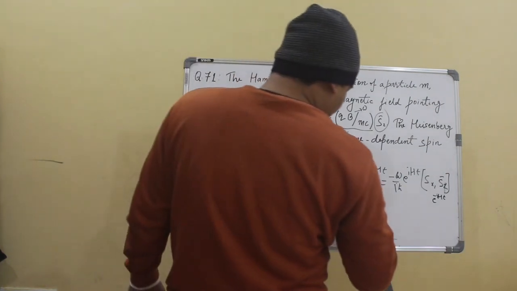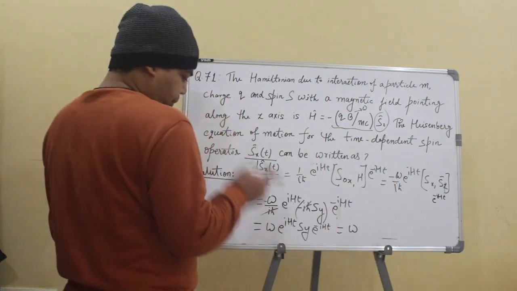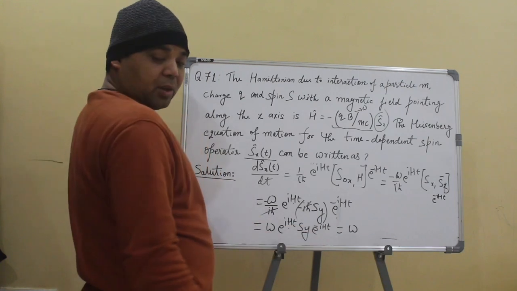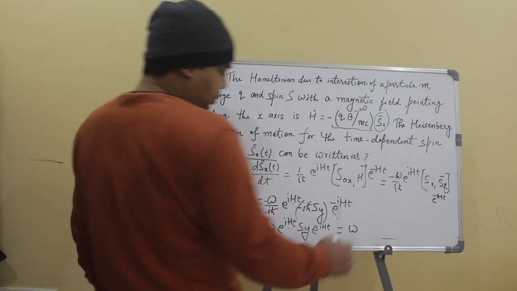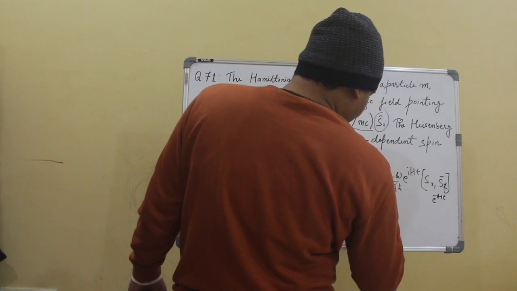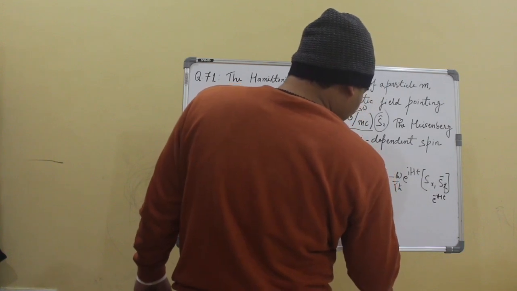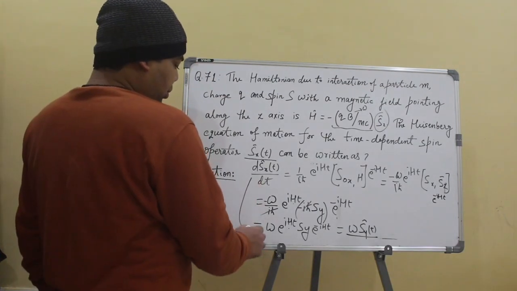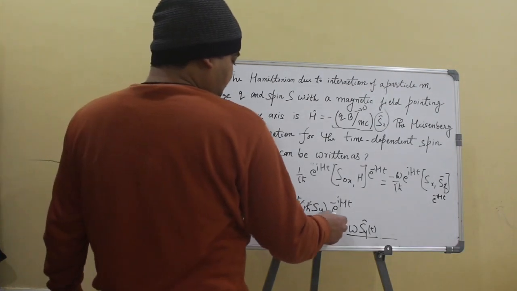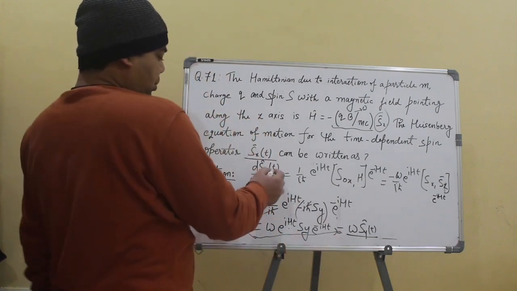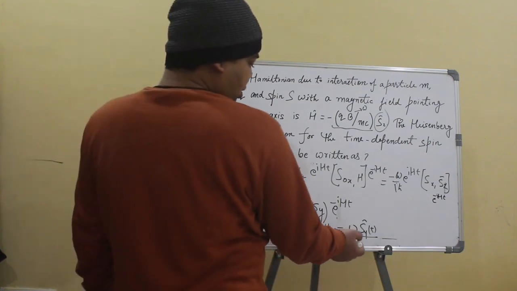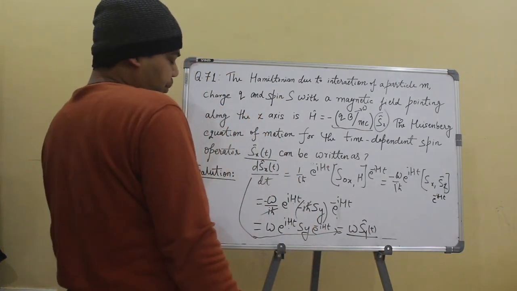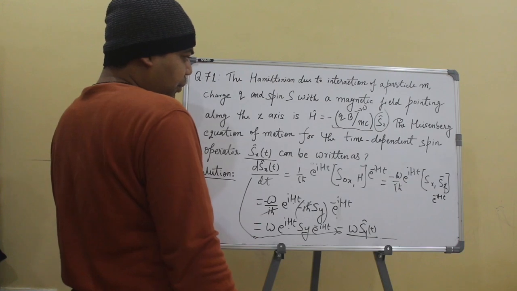So you are left with what? Omega, and this is what? The time evolution operator of Sy, which is Sy(t). So the equation of motion will give you this: d S x cap by dt equals omega S y(t). Right?